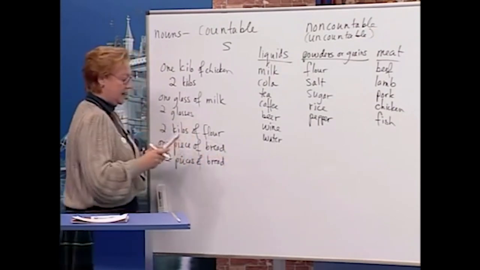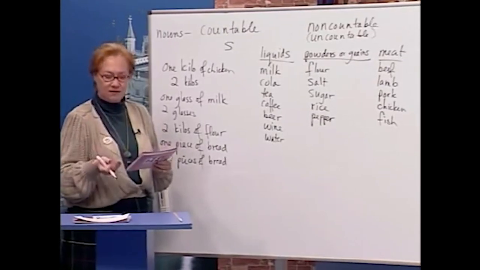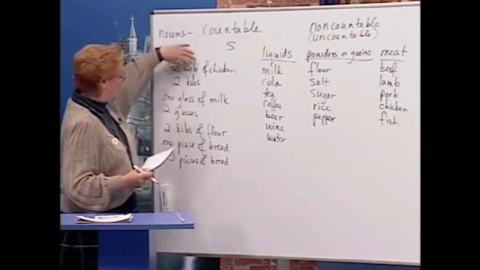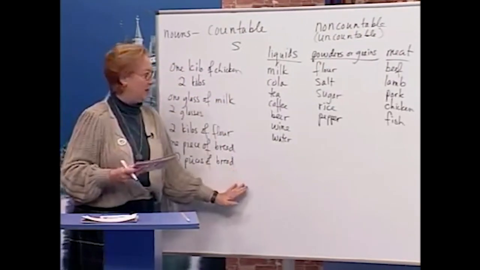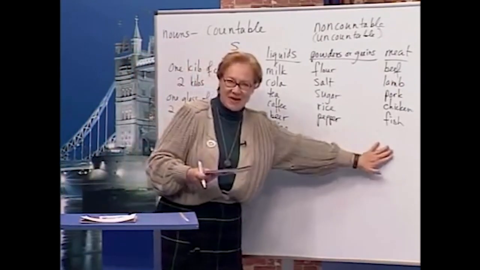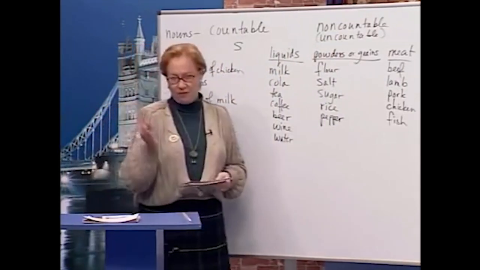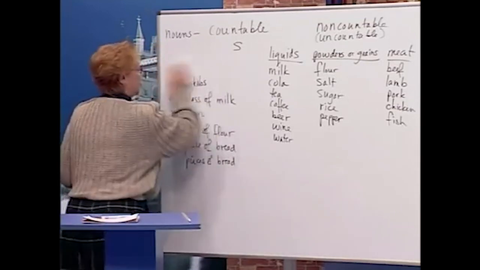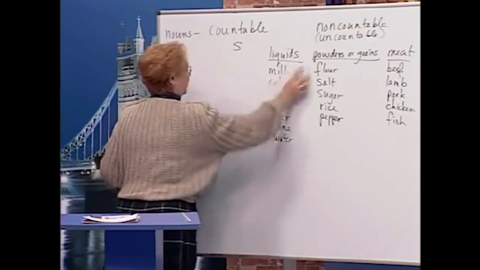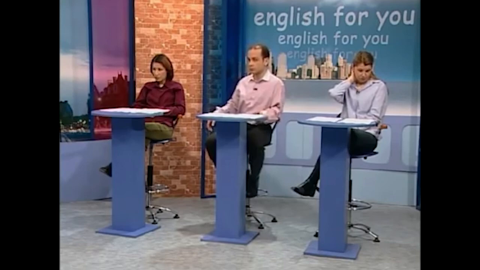So again, 1 kilo of chicken, 1 glass of milk, 2 kilos of flour, 1 piece of bread. So we can count this part, and the S's can go here, but not here. No S, no S, no S. They are non-countable. Now, there are more groups, but for today, this is enough. Now, I want to talk about articles with these words. We saw articles before, and I'll show you this beautiful chart.